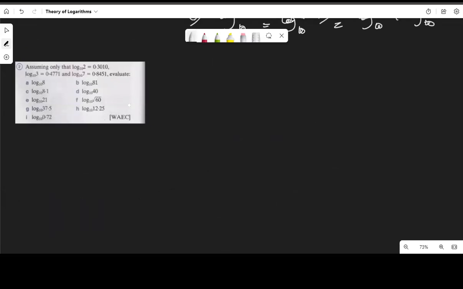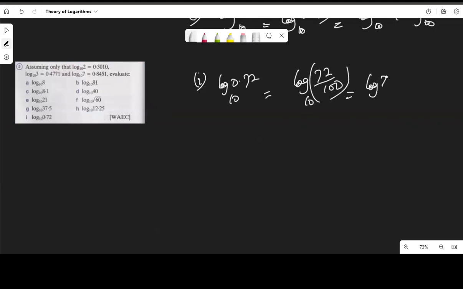Question H, and this H I just saw. This time around, I have log 0.72 to base 10. And this I can write as log 72 over 100 to base 10, which is log 72 to base 10 minus log 100 to base 10.